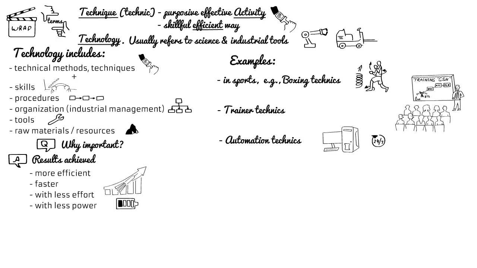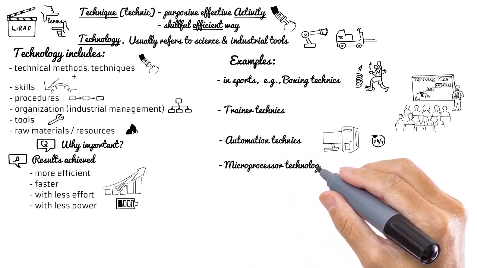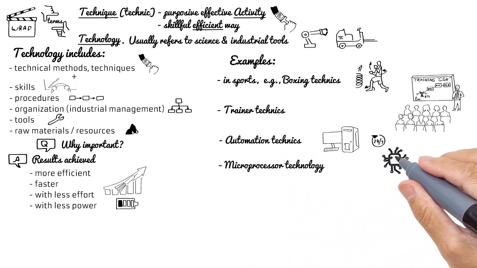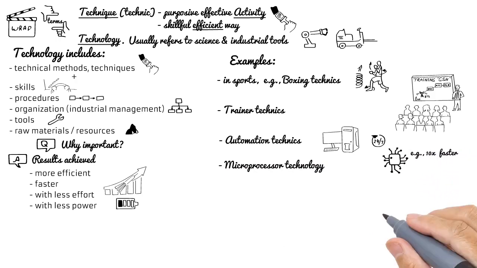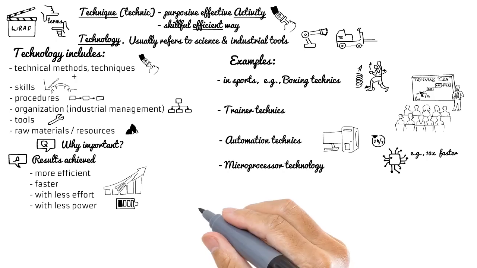Or your company knows the process of how to produce state-of-the-art microprocessors, which work 10 times faster than those from competitors. So you have a competitive advantage for a certain amount of time. This is because of know-how, because of rare technology in your company's hands.